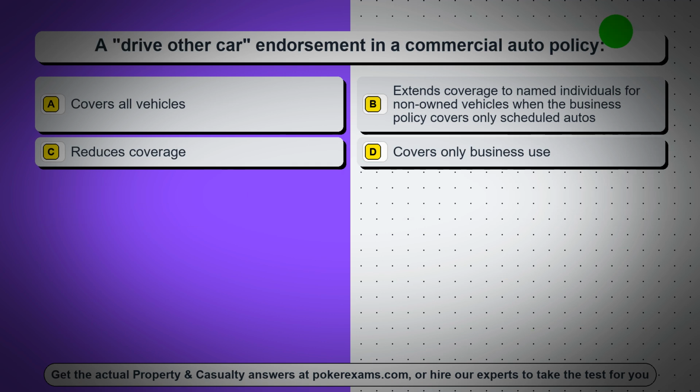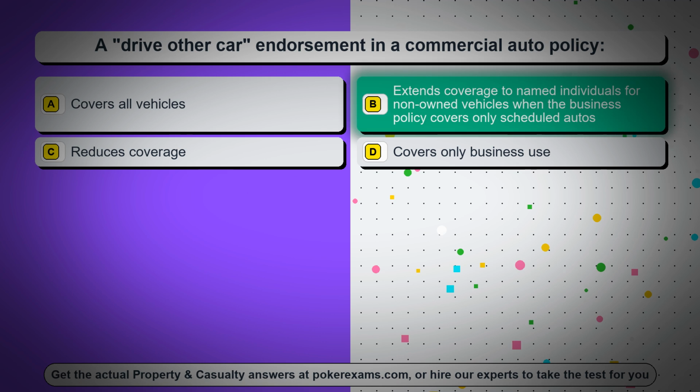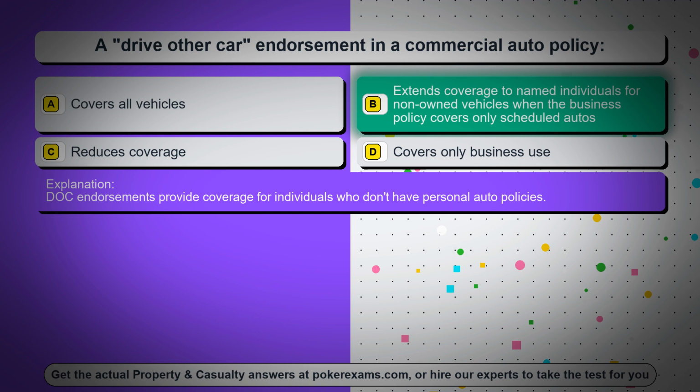Question 23. A drive other car endorsement in a commercial auto policy: Option A, covers all vehicles. Option B, extends coverage to named individuals for non-owned vehicles when the business policy covers only scheduled autos. Option C, reduces coverage. Option D, covers only business use. The correct answer is option B, extends coverage to named individuals for non-owned vehicles when the business policy covers only scheduled autos. DOC endorsements provide coverage for individuals who don't have personal auto policies.